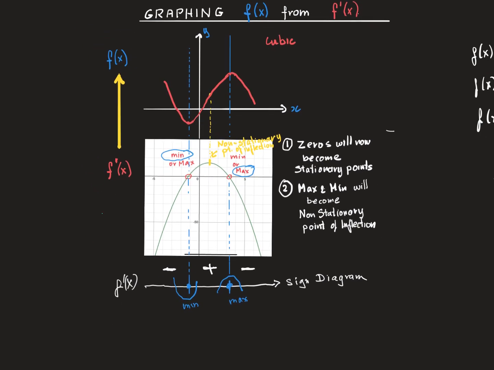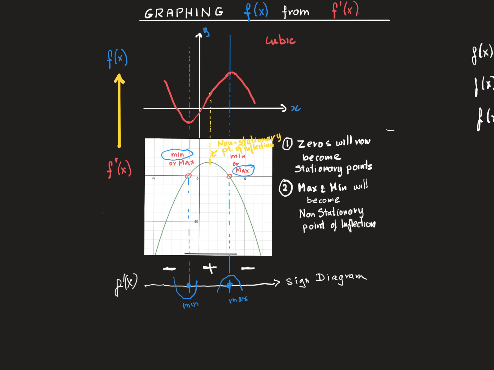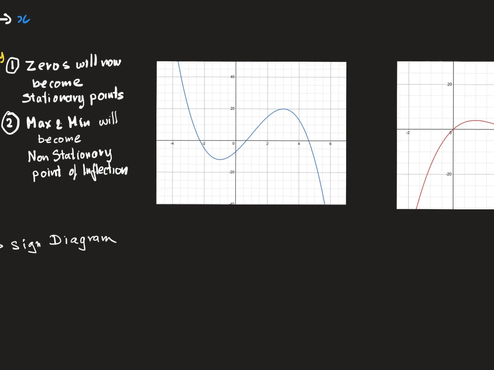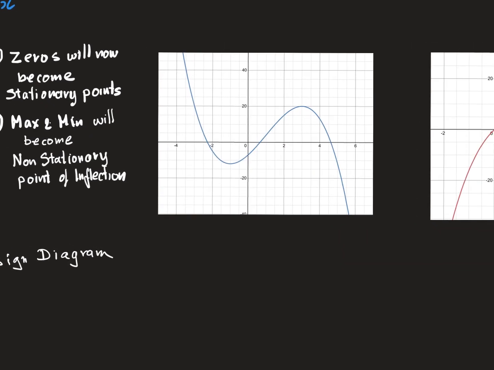And remember, we need to first of all identify the zeros in our slope function, and also the maxima and minima that will become points of inflection. So I'm going to show you two other examples. Okay, first of all, this one, it's a cubic. What do we do? First of all, we identify the zeros. 1, 2, 3 zeros.